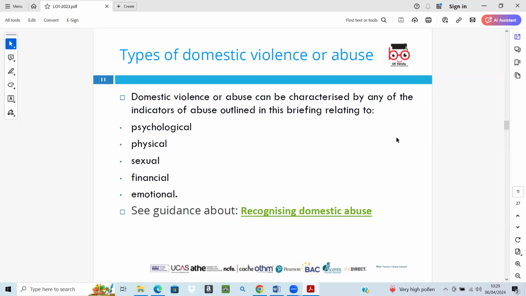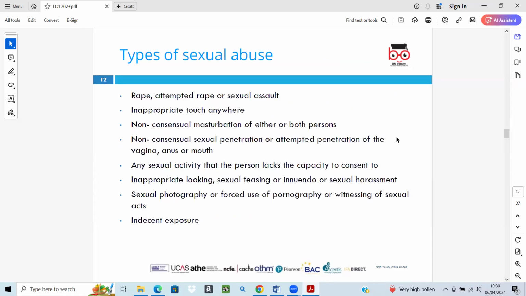It involves a cycle of abusive behavior where the abuser tries to control the victim, leading to a dynamic of fear and dependency. The impact of domestic violence or abuse can be severe and long-lasting, affecting the physical and emotional well-being of the victim, as well as their ability to lead a safe and healthy life. So it is very important for us to recognize the signs of domestic violence or abuse.